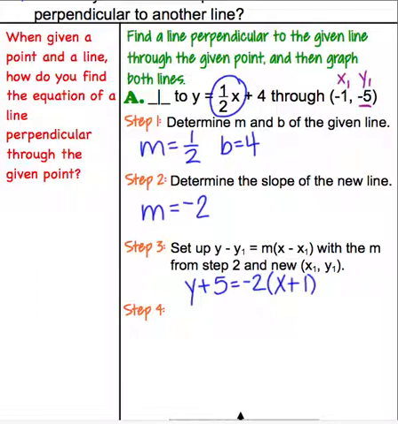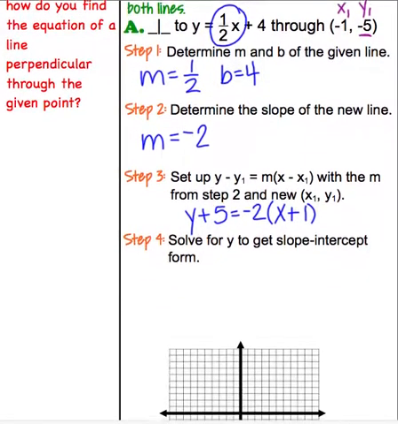And then finally, our next step, as we had 2 days ago, is to solve for y to get slope-intercept form, because remember that is the easier way to graph. So we will go ahead and first start by rewriting the problem. y plus 5 equals -2 times x plus 1.